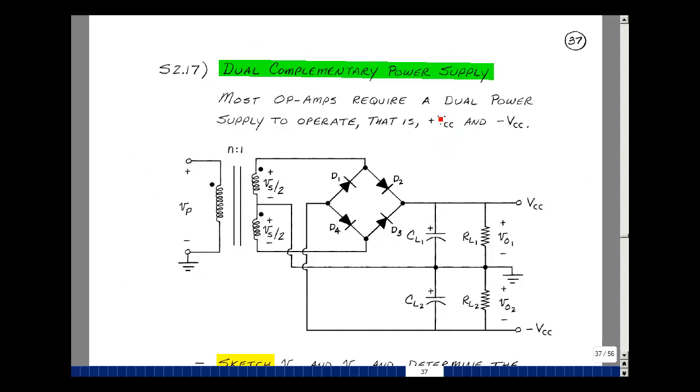What that means is we're going to create a plus voltage and a minus voltage with the same magnitude. And we use these for powering op amps or power amplifiers. We can do that with a bridge rectifier, a center tap transformer, two capacitors, and basically two loads.